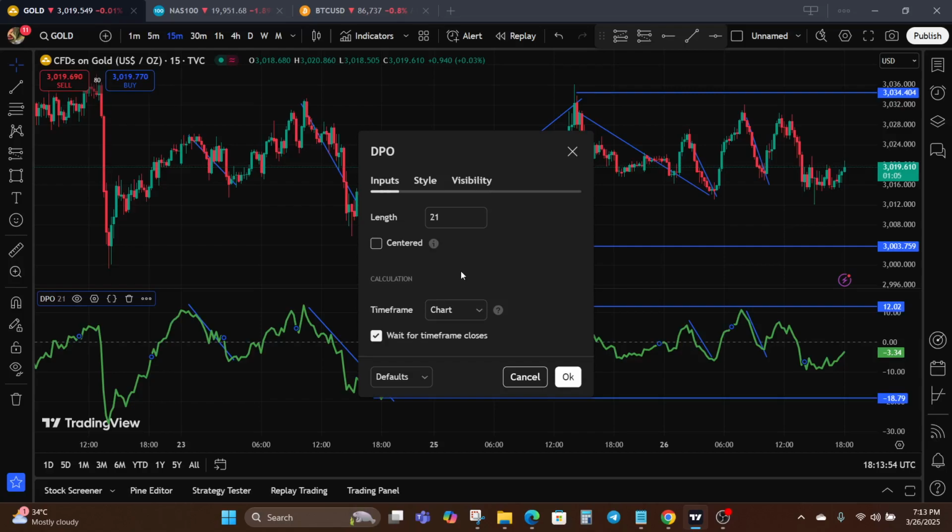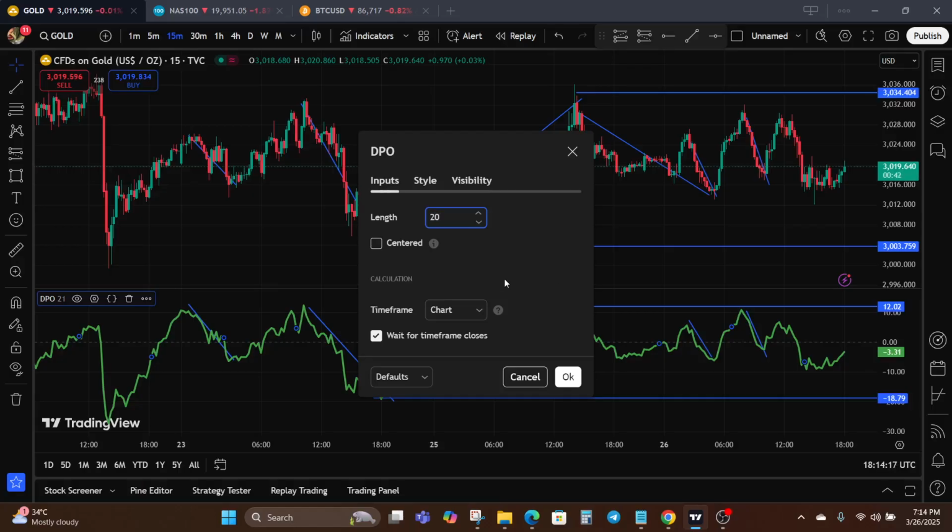Okay. So now, the ideal DPO settings actually depend on the type of market and trading strategy. If you're a scalper or day trader, you can consider changing this to 14, because it's going to provide you with faster signals for quick trades. But if you are a swing trader, then you can use the 20 setting.